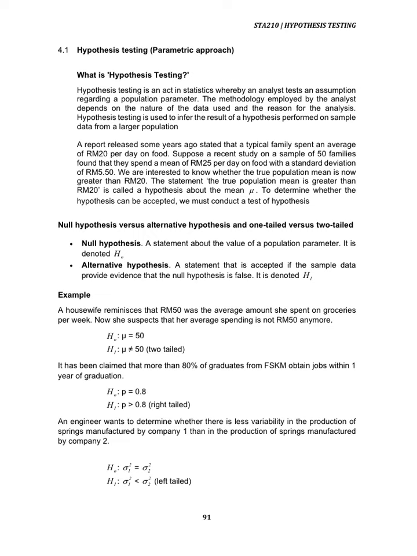Okay, so the value of 25 ringgit here is the value that we estimate from the sample of 50 family, right? Okay, and the standard deviation of 5 ringgit and 50 cent. This value we get from the sample of 50 family. Okay, so now we are interested to know whether the true population mean is now greater than 20.